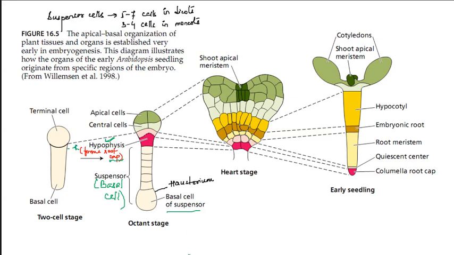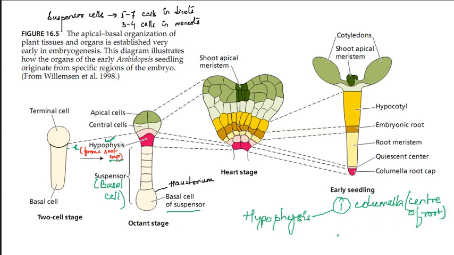This hypophysis will form two important types of tissues. Number one, it will form columella. Where is columella located? Columella is located in the center of the root. The other type of layer it forms is known as quiescent center. Here, see, this is the quiescent center and this is the root cap. Columella and quiescent center are formed by the hypophysis.